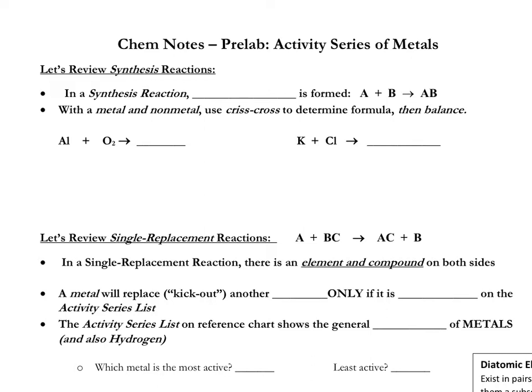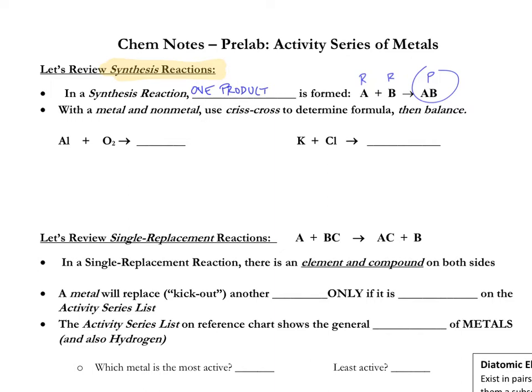First of all, I want to review synthesis reactions. So remember that in a synthesis reaction, you're creating something new. So essentially, from two reactants, you're forming one product. So your key identifier: if you see one product in a chemical reaction, then that's how you know it is a synthesis reaction. So over here you've got reactants forming one product. This is your key that this is a synthesis reaction.